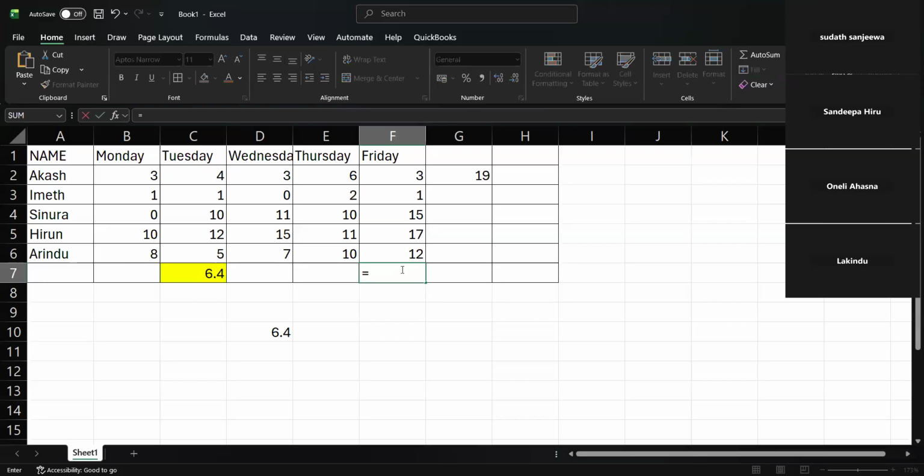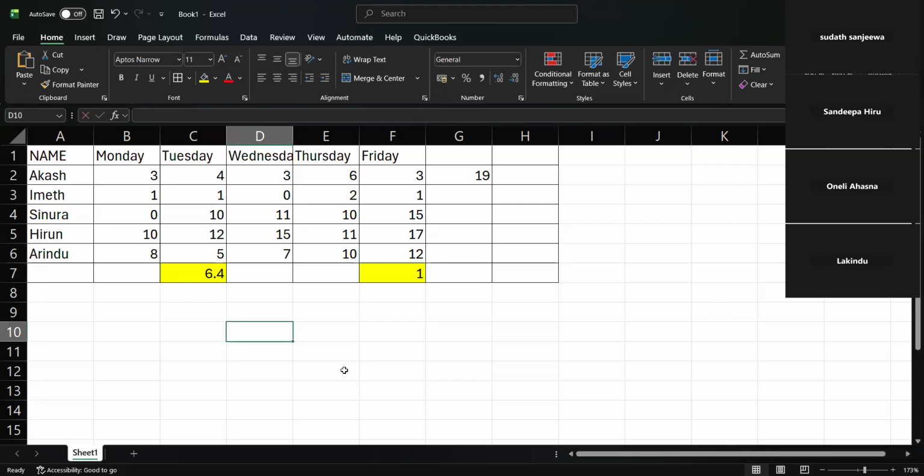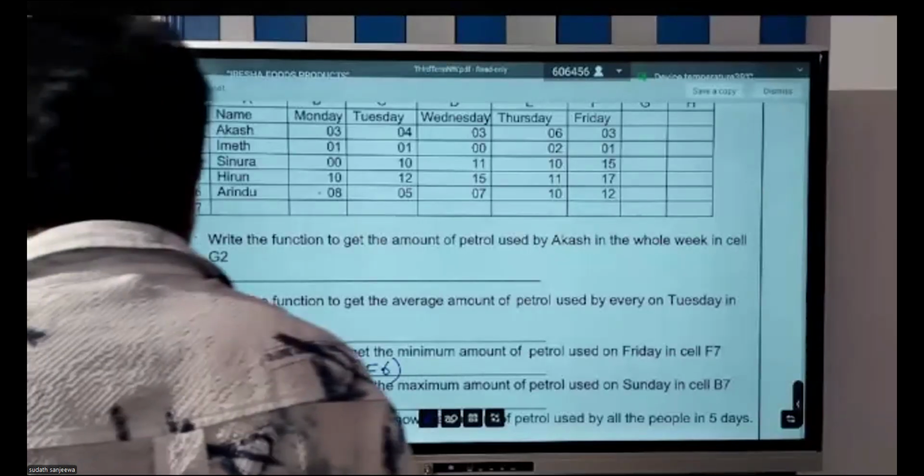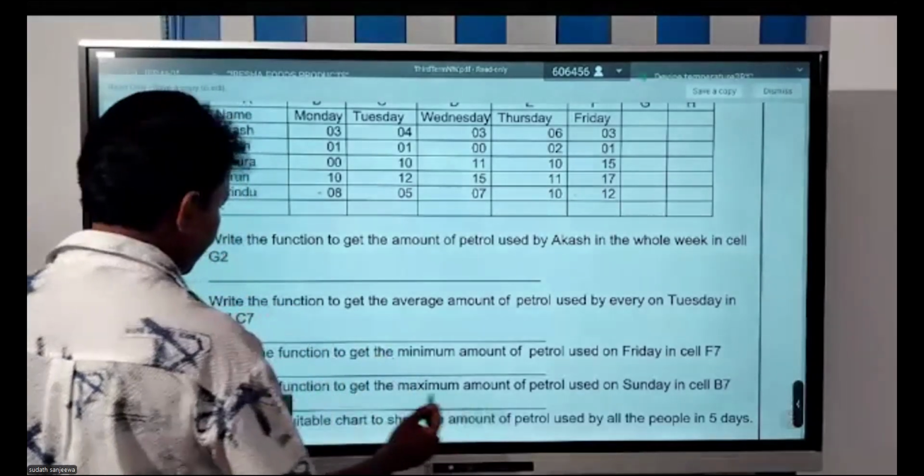Here I'll write the function min and I'll select the range. This is F2, the first cell, colon, F6 is the last cell, right? Here you can get the answer. Answer is 1, the minimum. Right? That is how we get the minimum.